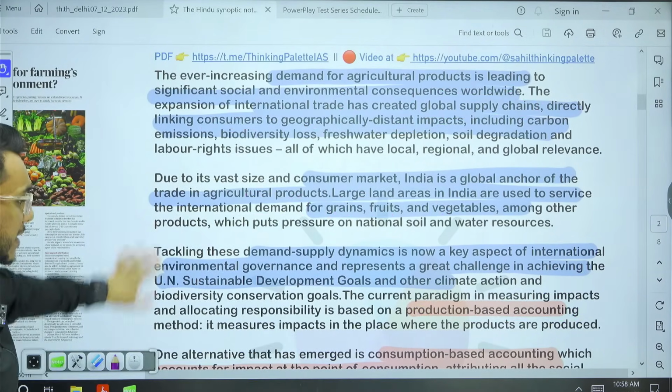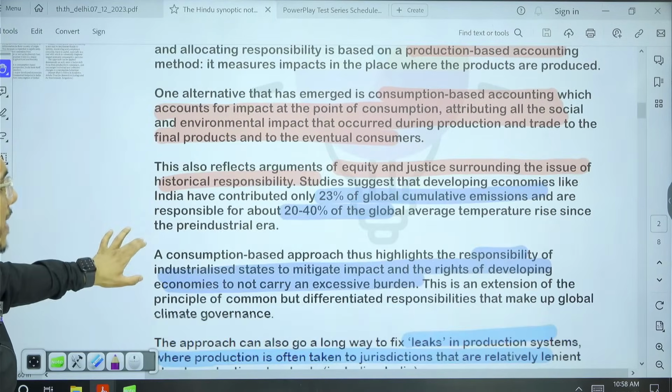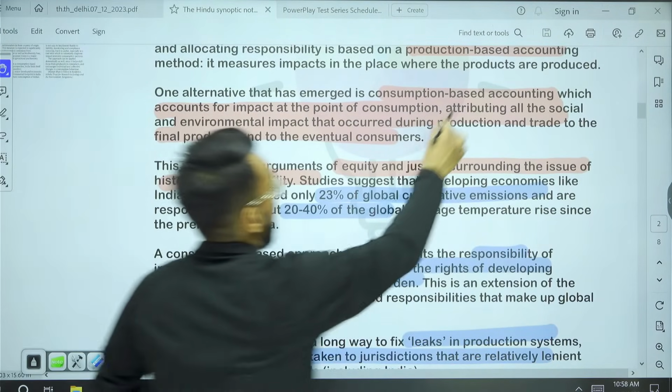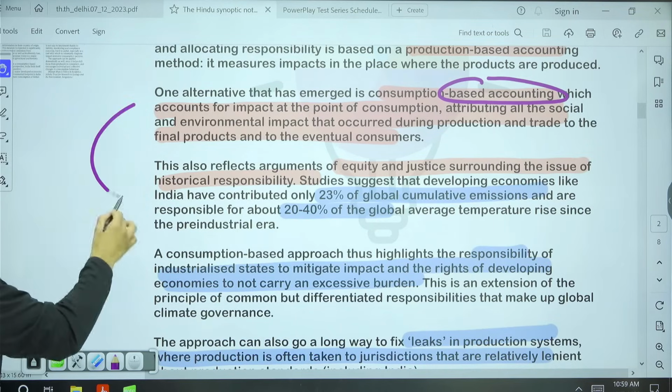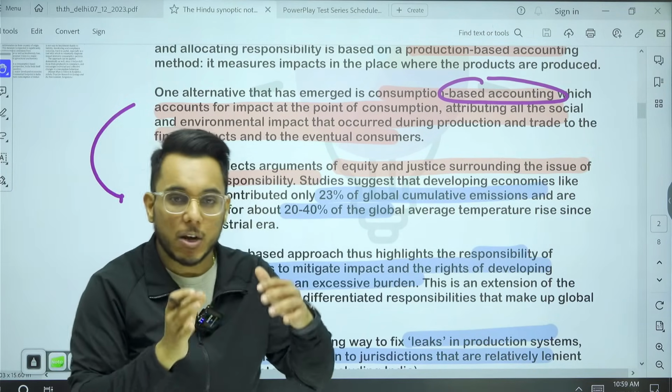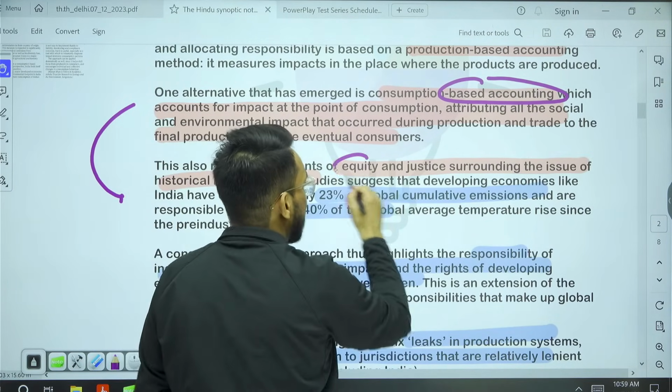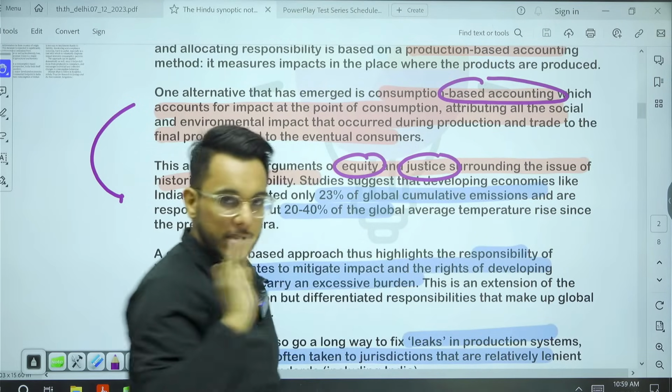So basically, consumption based accounting method is being suggested. Now guys, if we talk about this consumption based accounting method, it will go in line with equity and justice. Now see this particular thing.